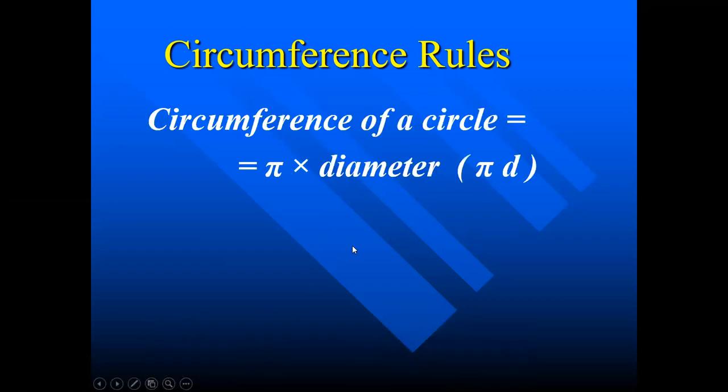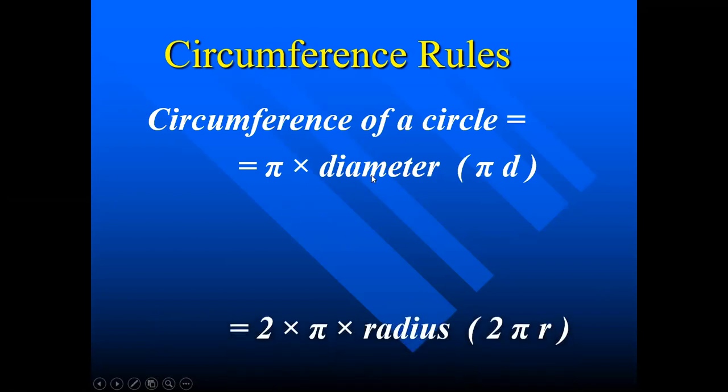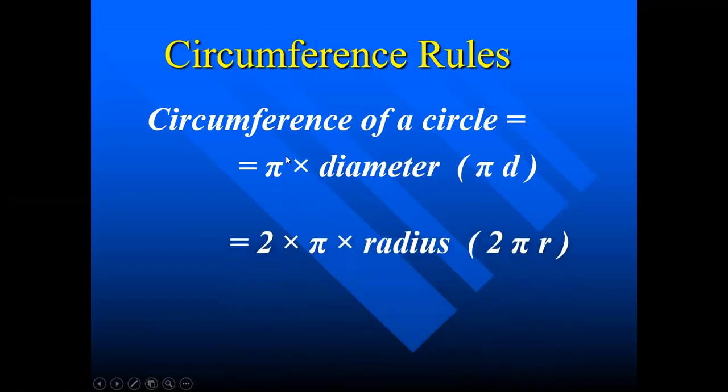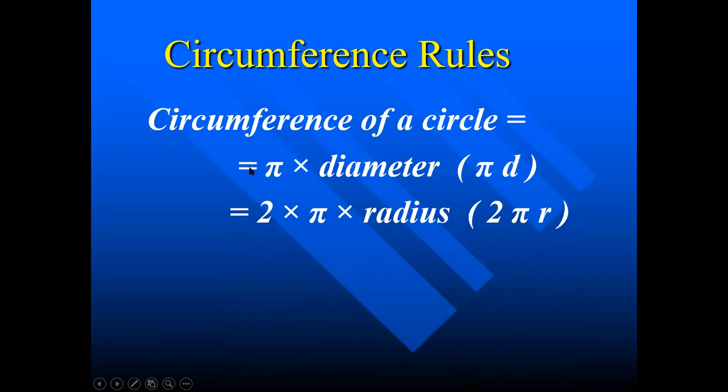Circumference of circle equals pi multiplied diameter. Pi, as we said, 3.14. يعني يا جماعة, we multiply 3.14 multiply the length of the diameter. طب if I have radius, we multiply 2, multiply the radius, multiply 3.14.